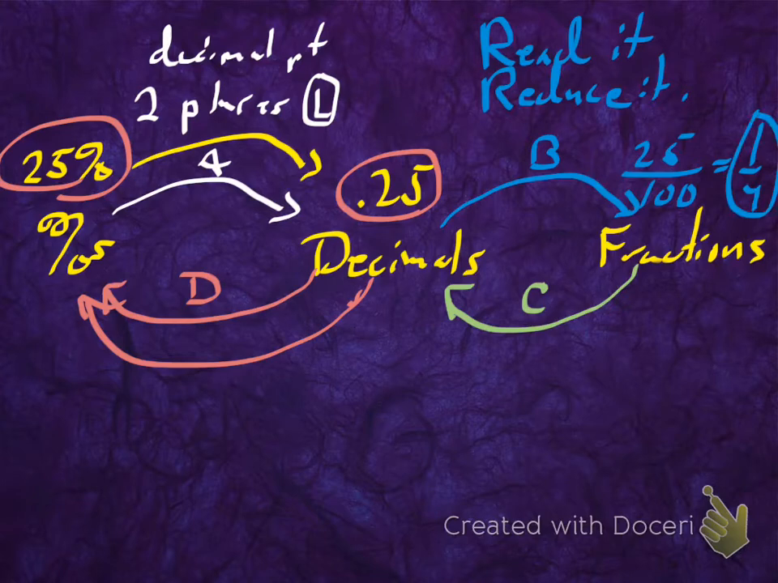Which leaves us with the last step of changing a fraction into a decimal. Now some fractions we're just going to know off the top of our head, like the first slide where we had a half and we just change it into 0.5.